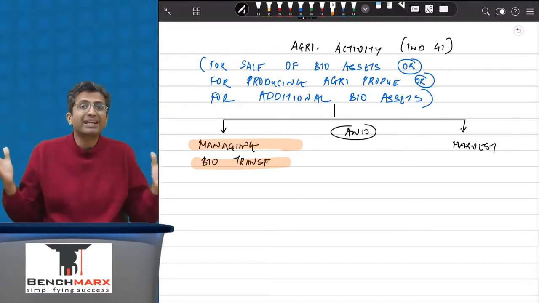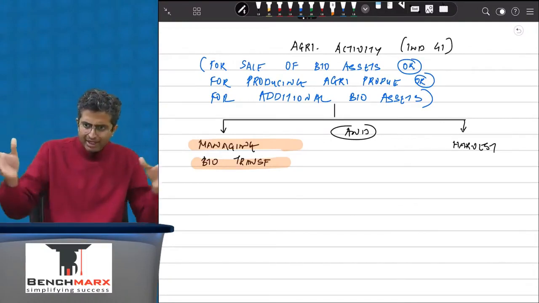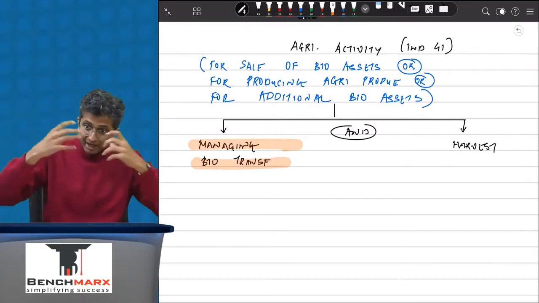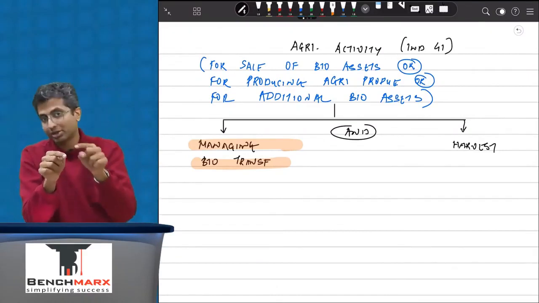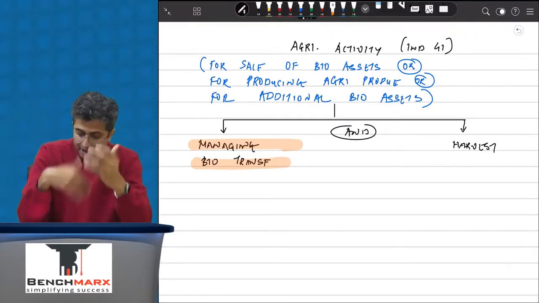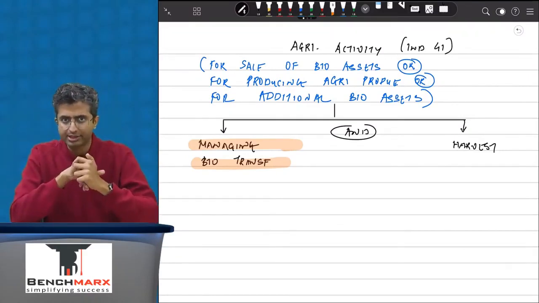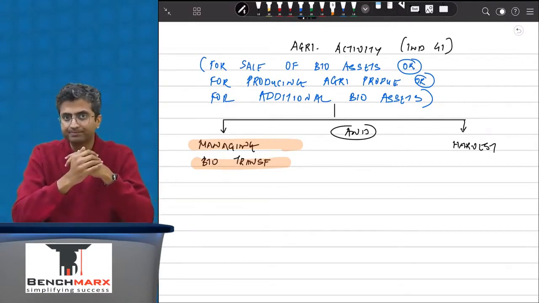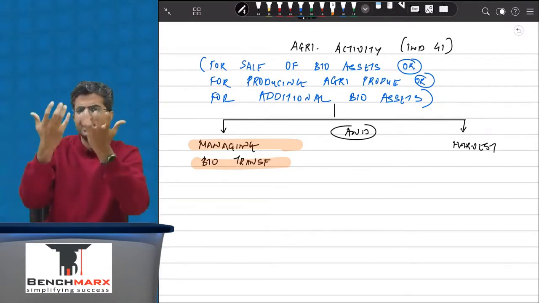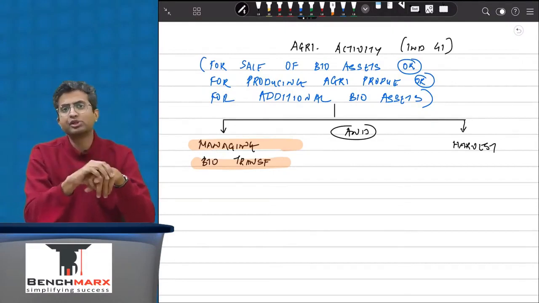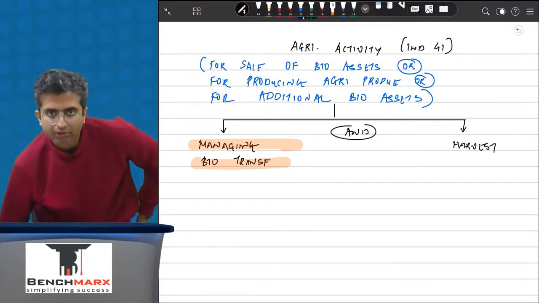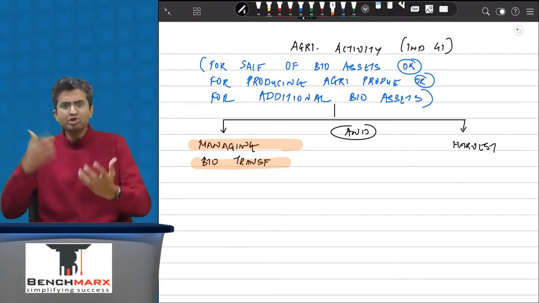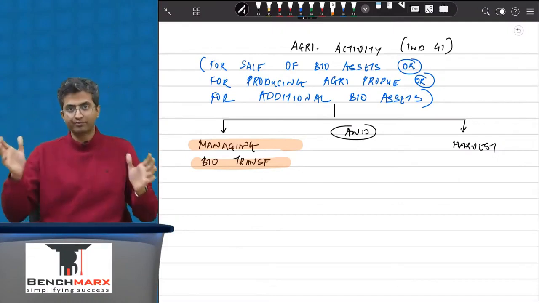On the other hand, if I have a breeding farm, where I have made an artificial pond whereby I am actually breeding the fish, in which case I am managing the biological transformation of the fish and probably using it for producing additional biological assets, in which case Ind AS 41 will apply. And at the point of harvest, that is when I fish it, the fish will be recorded at fair value at the point of harvest under Ind AS 41, which will be taken as a cost for the purpose of Ind AS 2.